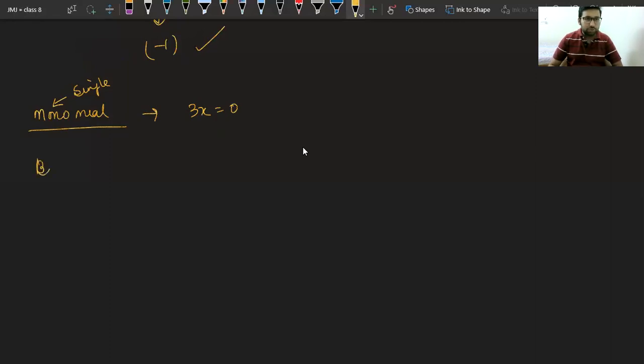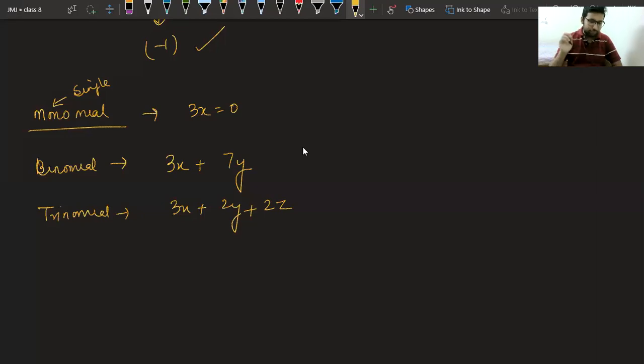Binomial means two terms, like 3x plus 7y. It is a binomial. If I say trinomial, it will be 3x plus 2y plus 2z, like this. It is having three terms. It is example of trinomial. You can see in your book page number 138, they have given many examples for monomial like 4x square, 3xy, minus 7z. So these all are example of monomial. They have only one term.